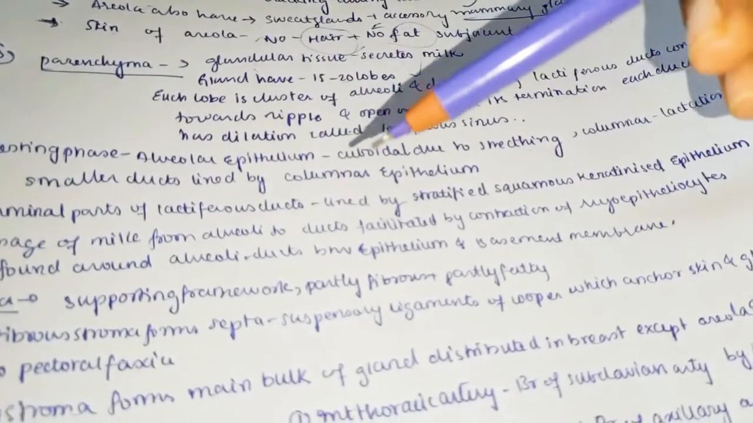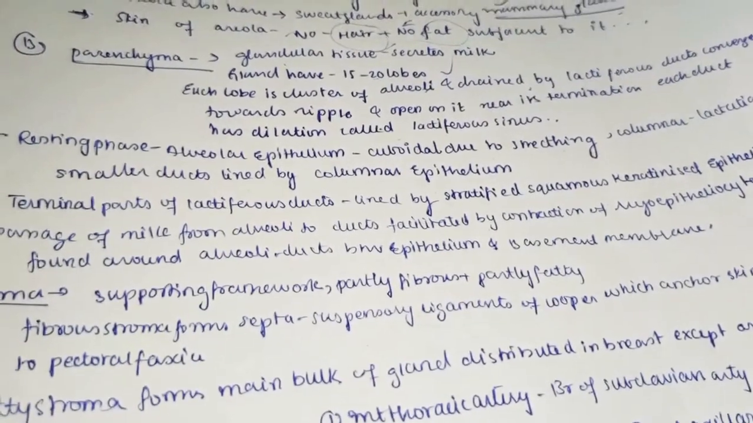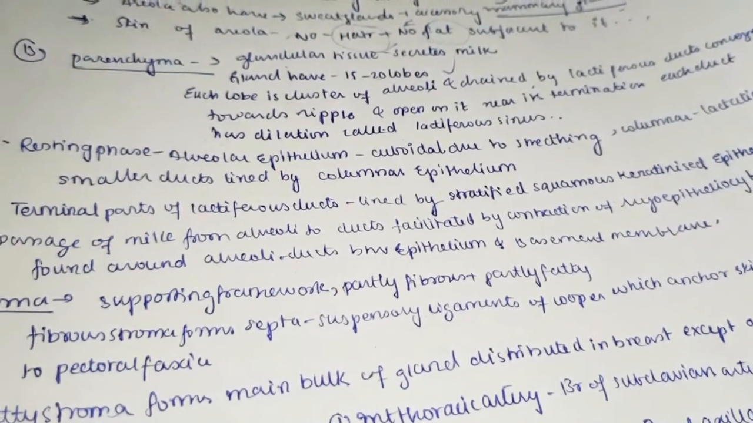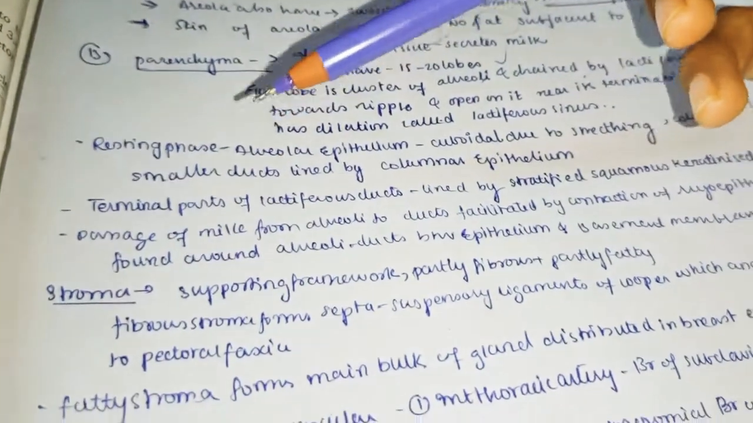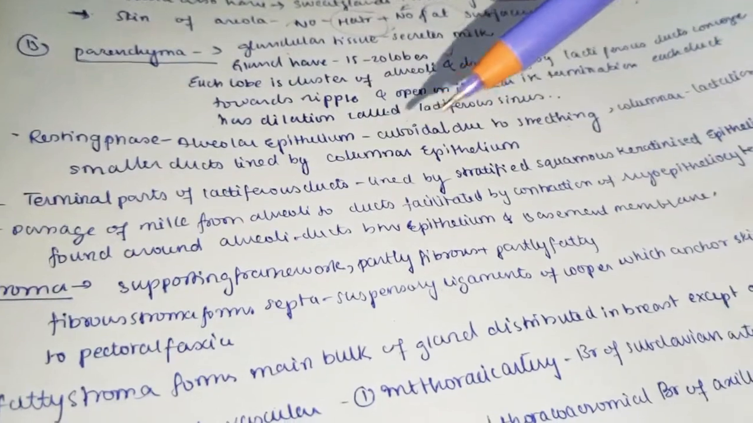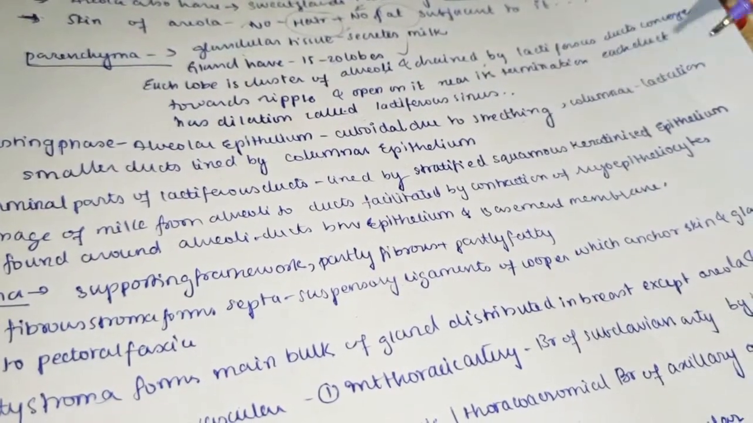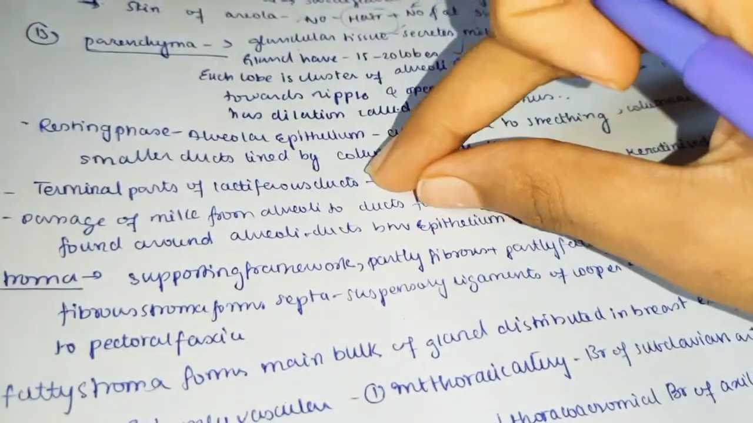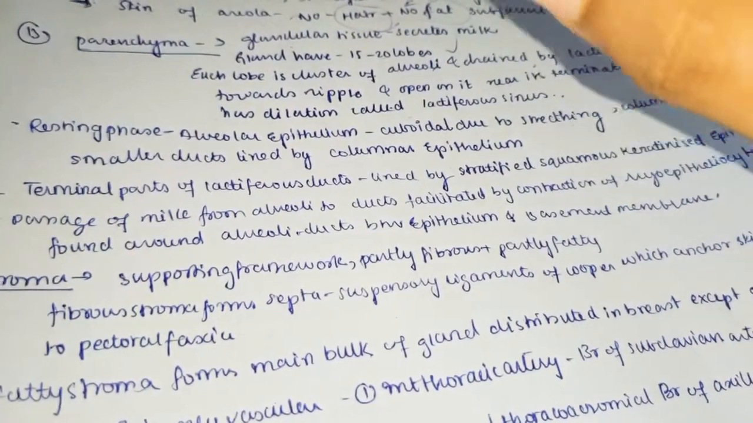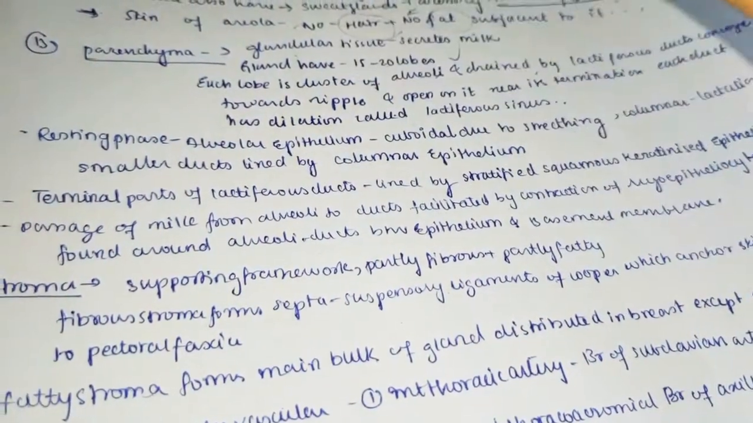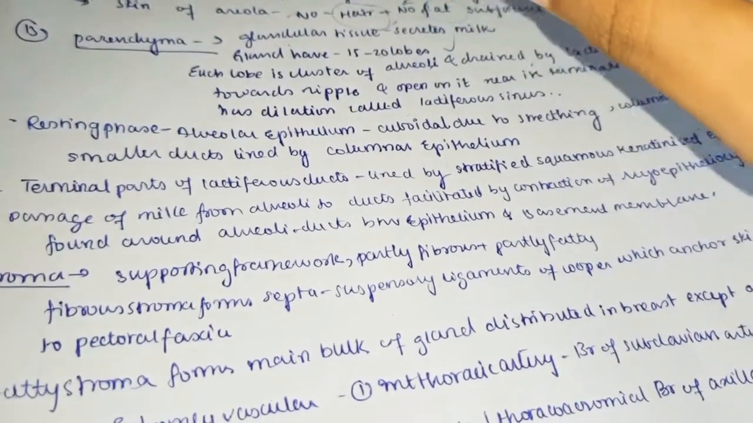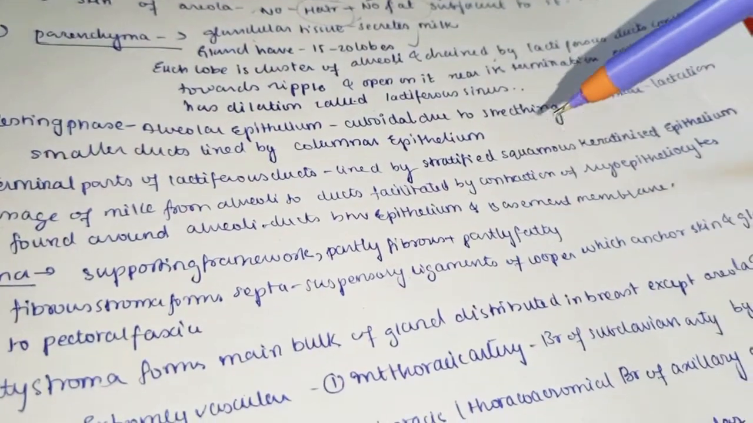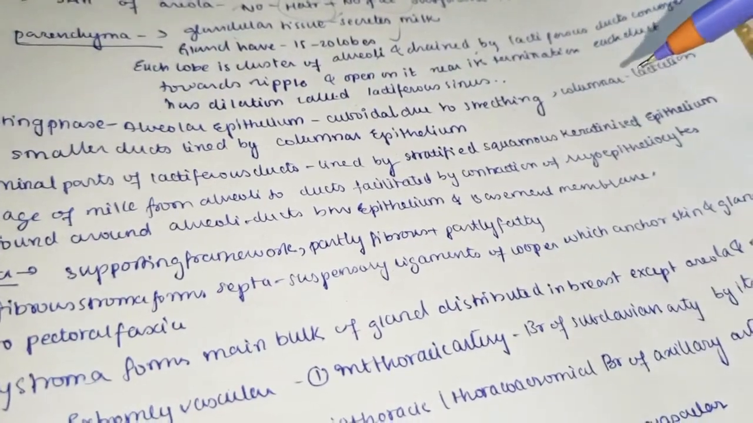And smaller ducts are lined by columnar epithelium. Now coming to terminal parts, the terminal parts of lactiferous ducts are lined by stratified squamous keratinized epithelium. This is an important point again. Now we are not talking about the phases like resting phase or active stage, we are just talking about the terminal parts of the lactiferous duct, which are mainly lined by stratified squamous keratinized epithelium.